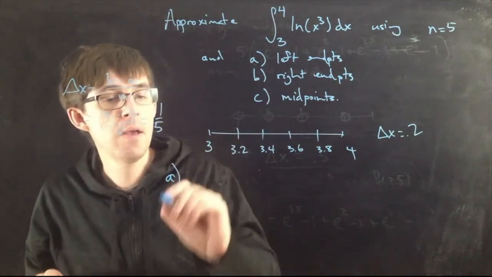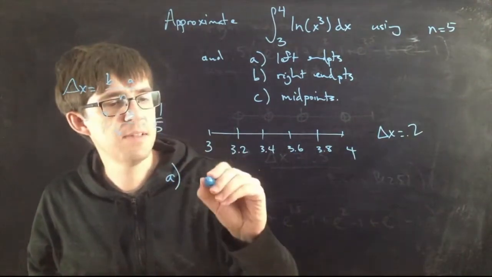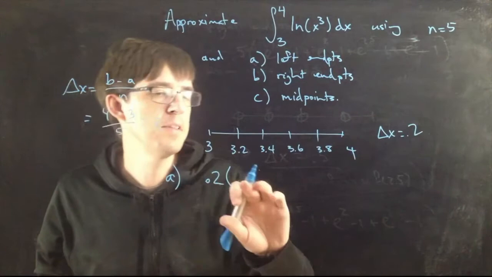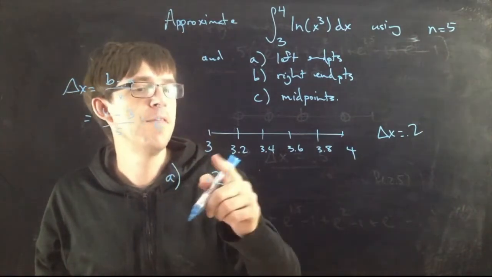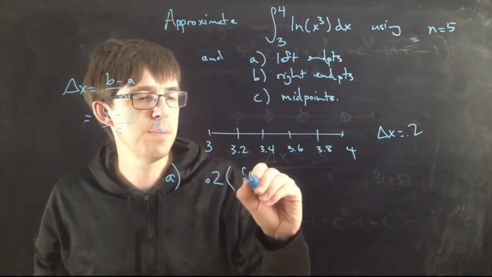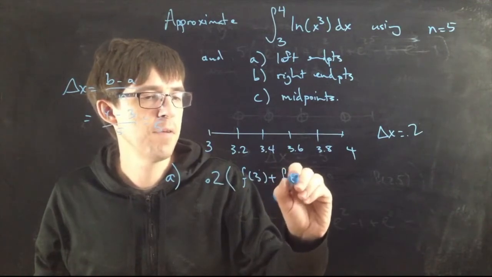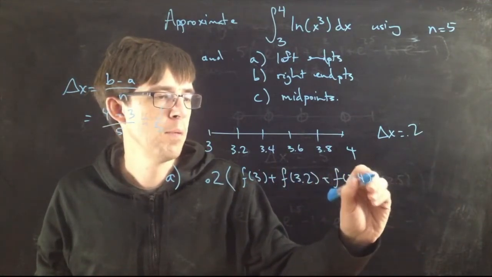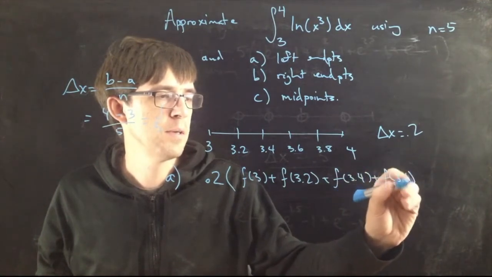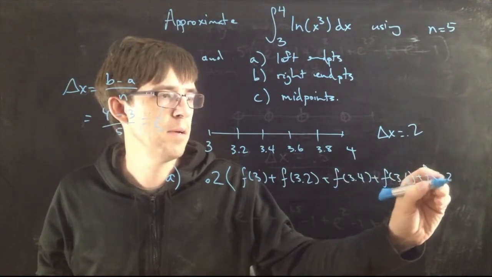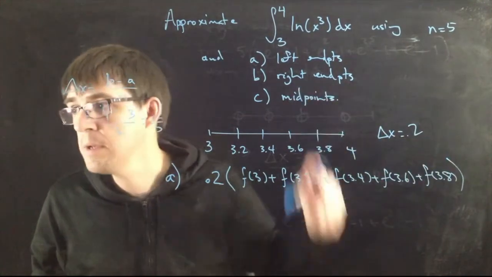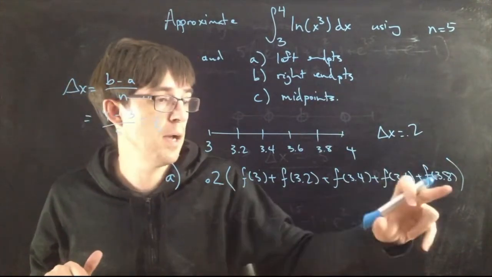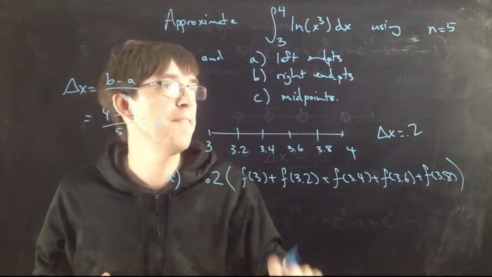Okay, let's say our answer. So for part A, using the left endpoints, I'll put the delta x out front, which is 0.2. And now inside parentheses, I'm going to add together the values of the function on the left endpoint. So this would be f of 3 plus f of 3.2 plus f of 3.4 plus f of 3.6 plus f of 3.8. Right? And I don't want to leave it like this. We should say what the f's actually mean.